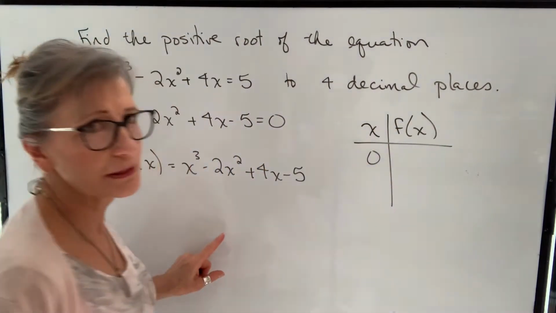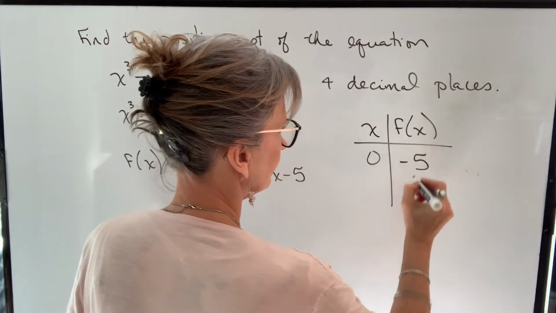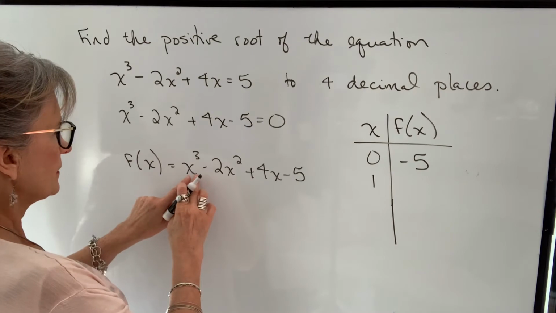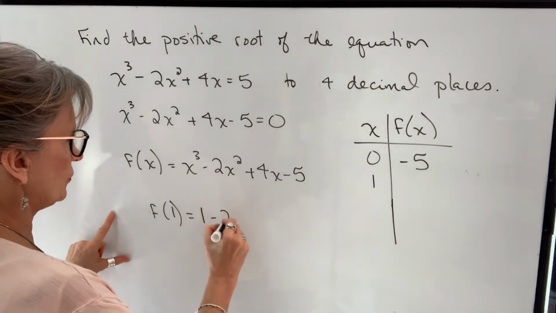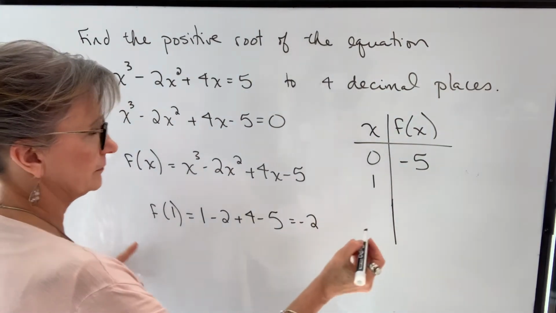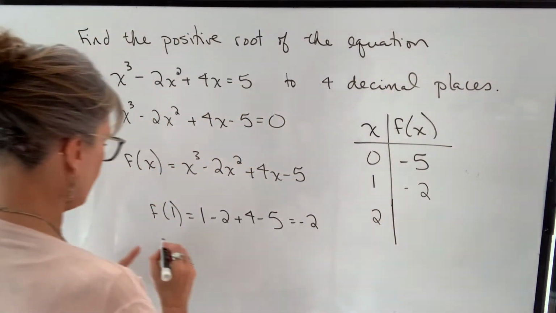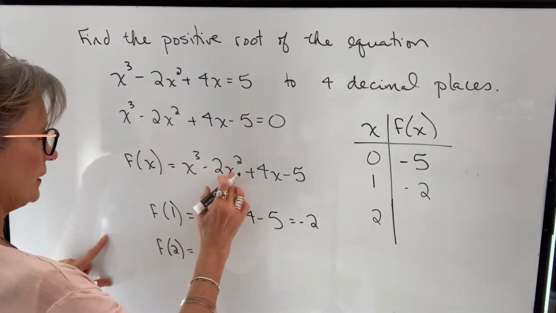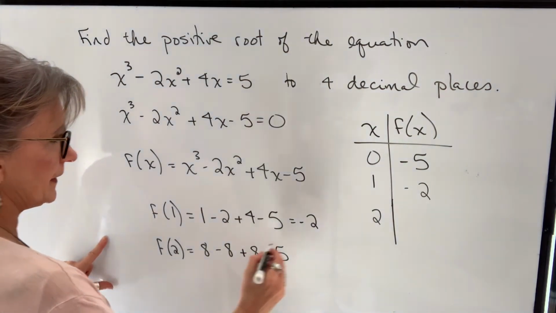And I'm going to start at 0. So when x is 0, we put a 0 in, y will equal negative 5. Then we put in a 1. So 1 cubed, so we just find f of 1. So it would be 1 minus 2 plus 4 minus 5, which is negative 2. Then we put the x value of 2 in. So we get 2 cubed, which is 8, minus 4 times 2 is 8, plus 8 minus 5, that's positive 3.